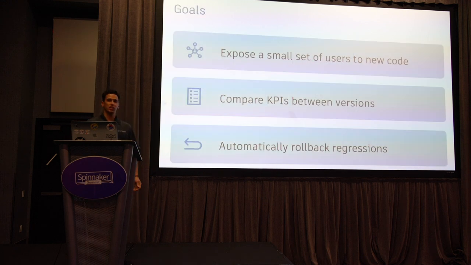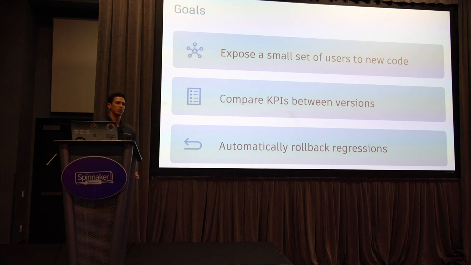So some goals of actually getting Canaries into our production pipelines. We want to expose a small set of users to the new code, right? We don't want to have to expose 50% or more traffic to this experiment. We'd like to expose the minimal set required. We want to be able to compare these KPIs between versions. So latency and whatever it may be, we don't want to dictate exactly what those KPIs are, but we want to be able to compare them in some way. Same code, same app, two different deployments, and somehow be able to compare them.